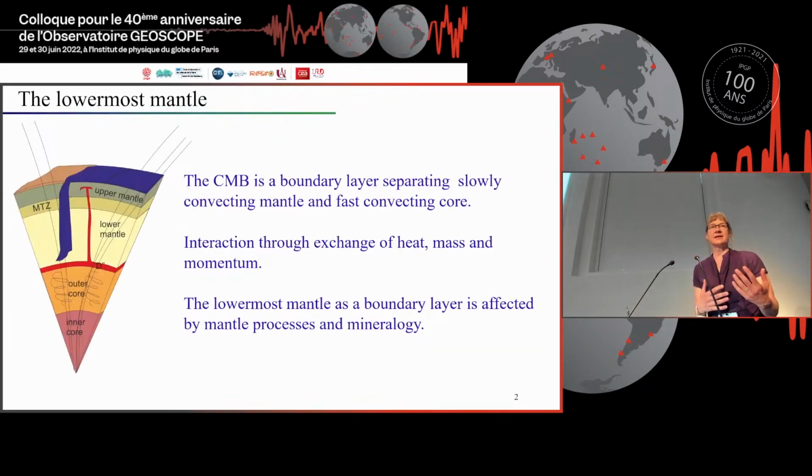So we have the mantle and we have the core, and now we're going to the region between the mantle and core, the core-mantle boundary, the D-double-prime region. And at this area we have an interaction between mantle and core through heat, mass, and momentum.